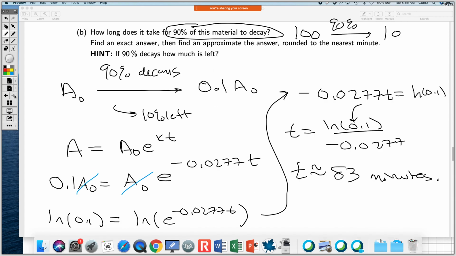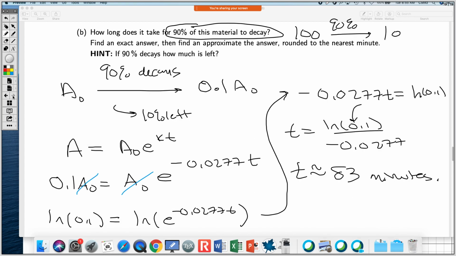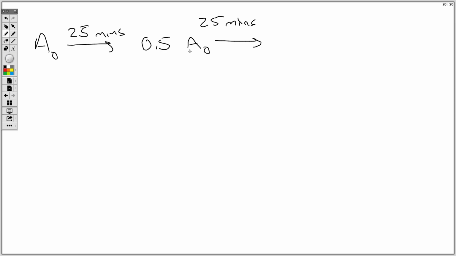Now let's see if that makes sense. We know what the half-life is. The half-life is 25 minutes. So if I start off with an initial amount, after 25 minutes, I'm going to get to half that amount. And after another 25 minutes, I'm going to get to half of that amount. So half of the half.